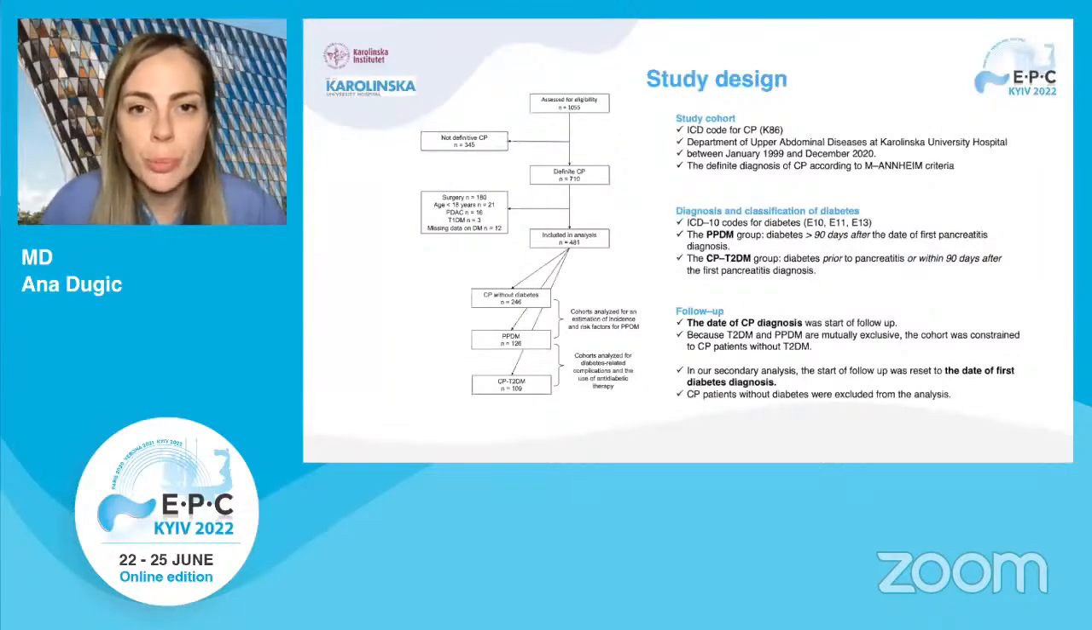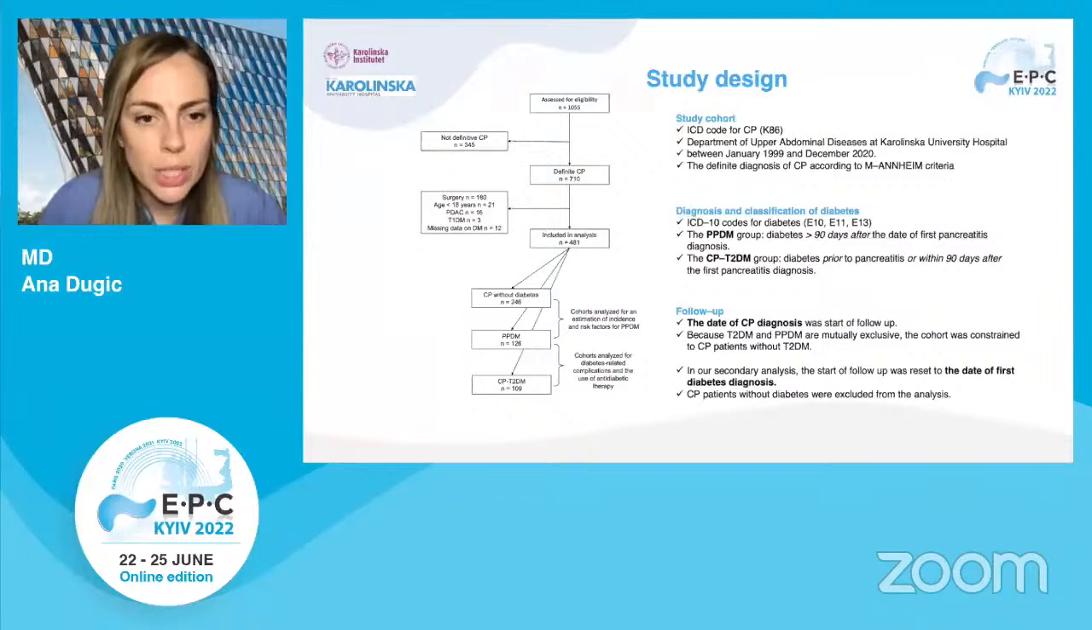We retrospectively reviewed prospectively collected data of patients with chronic pancreatitis who presented at our Department of Upper Abdominal Diseases at Karolinska University Hospital between January 1999 and December 2020. The definite diagnosis of chronic pancreatitis was made according to Mannheim criteria. After application of exclusion criteria, we finally included 481 patients in the analysis, and we established 3 different groups that are mutually exclusive. The first group were patients who were diagnosed with chronic pancreatitis and never with diabetes. The second group were patients with PPDM, and the third group were patients with type 2 diabetes and chronic pancreatitis.